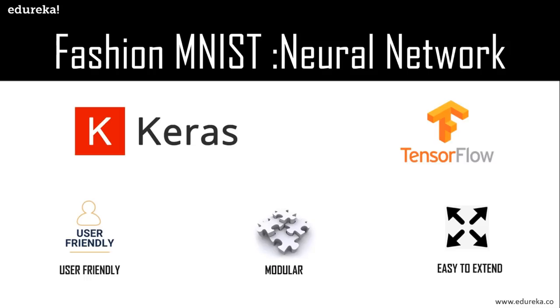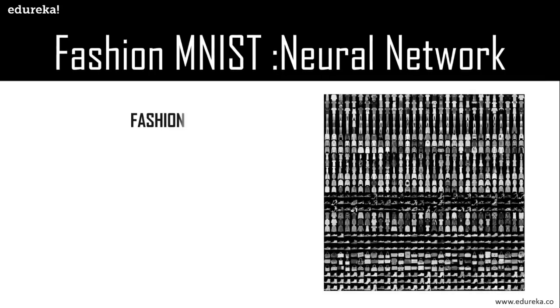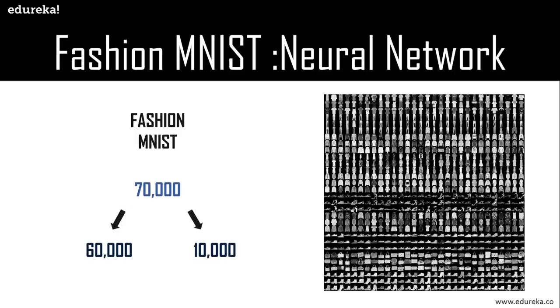So first of all, what we're going to do is import the Fashion MNIST dataset. So we are going to use the Fashion MNIST dataset, which contains 70,000 grayscale images in 10 categories. Now the images show individual articles of clothing at low resolution, which is 28 by 28 pixels, as you can see here. Now what we'll do, we'll use 60,000 images to train the network, and the rest 10,000 images we'll use to evaluate how accurately the network learned to classify the images.